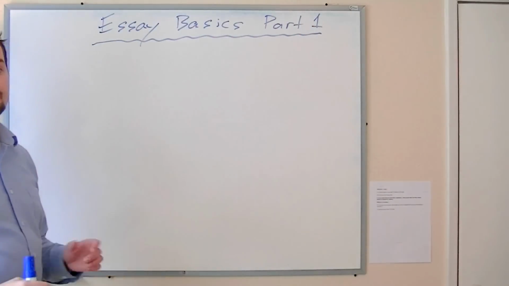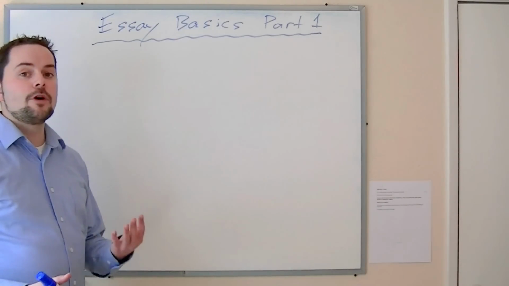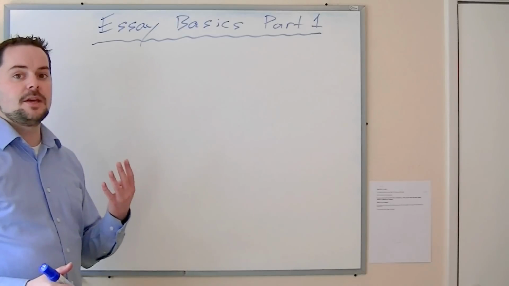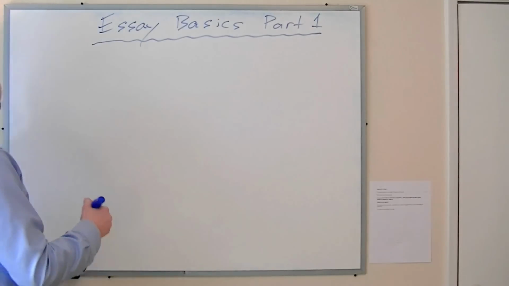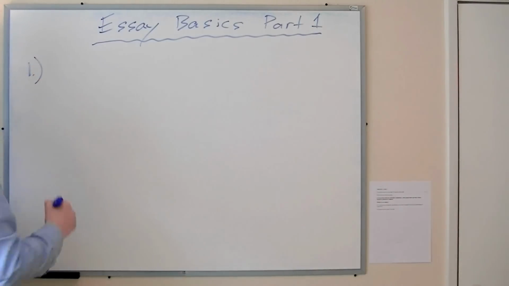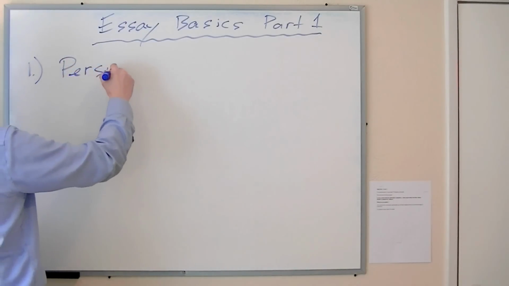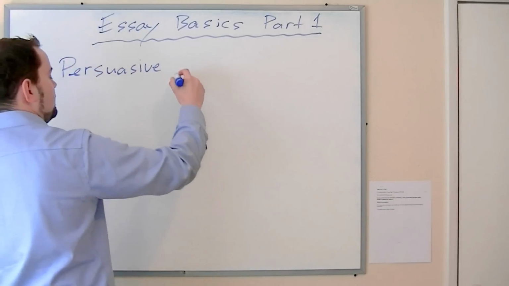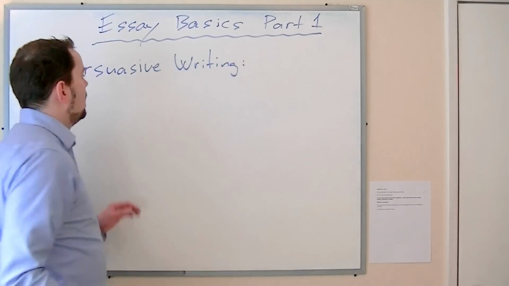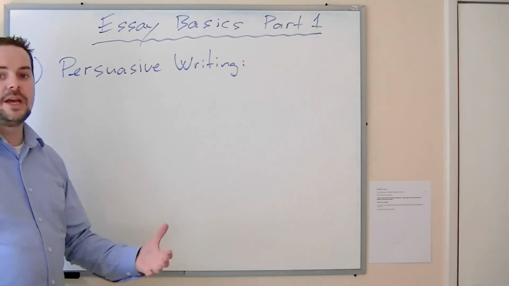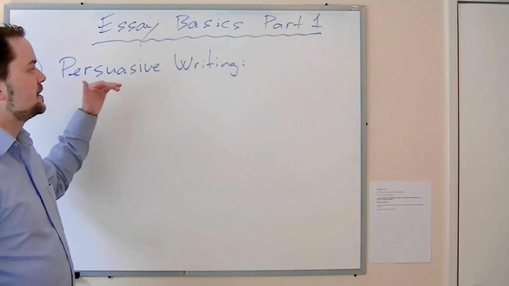Now, the most important part of essay writing to understand in the beginning is basically there are 4 types of essays in the English language. There are many more, but each type fits into one of these 4 categories. So let's look at the first one. This is the IELTS Task 2 type. It's called a persuasive essay, or persuasive writing. Persuasive, meaning persuade or to convince, just simply says exactly what this needs to do.